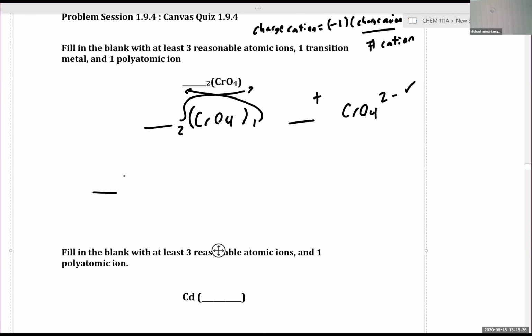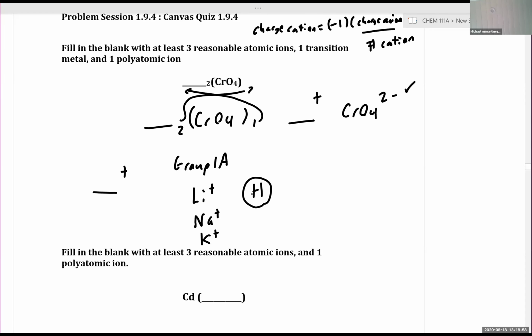So now for blank plus, what group has a charge of +1? That would correspond to a group 1A metal. So that could be lithium plus, sodium plus, potassium plus. Hydrogen would not work because hydrogen is a non-metal. It forms an entirely different type of compound called an acid.